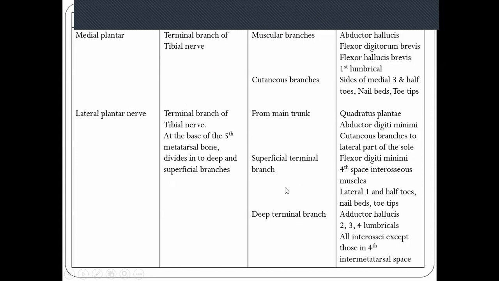From its superficial terminal branch, it supplies the flexor digiti minimi and the fourth space interossei muscles, and lateral one and a half toes, nail beds, and toe tips. From the deep terminal branch, it supplies the adductor hallucis and second, third, fourth lumbricals, all interossei except those in the fourth intermetatarsal space. Because the interossei in this space is supplied by the superficial branch. Okay.